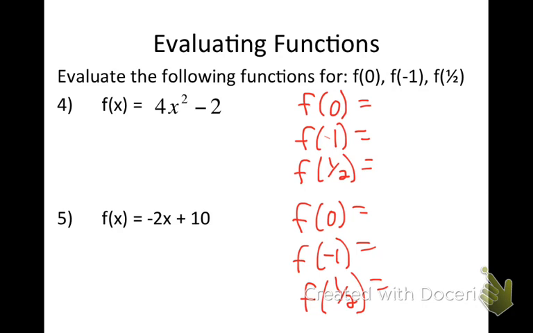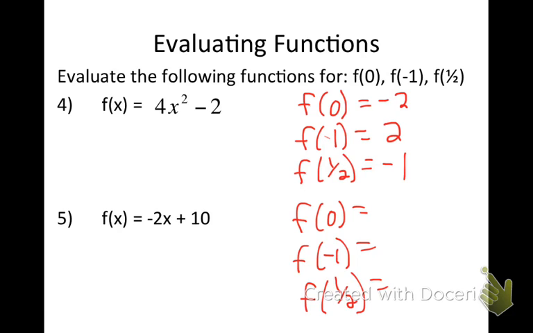I have f of 0. When I evaluate for f of 0, what do I get? Negative 2. Nice job. When I do negative 1, f of negative 1 is going to give me what? 2. F of 1/2 is going to give me what? Yeah, I got 2 too. I think it's negative 1.